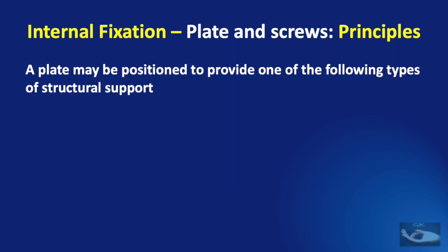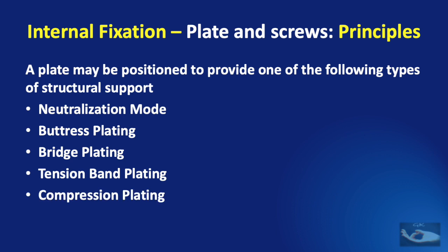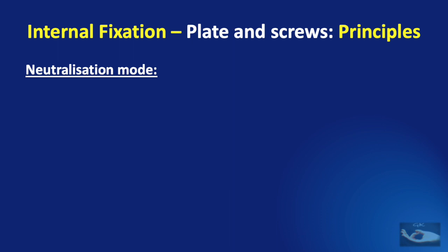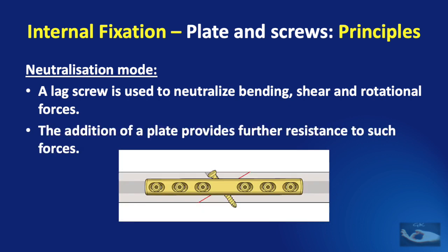A plate may be positioned to provide one of the following types of structural support: either neutralization mode, buttress plating, bridge plating, tension band plating, or compression plating. Let us see what these mean. When a plate is used in neutralization mode, it means a lag screw is used to neutralize the bending, shear, and rotational forces, and the addition of a plate provides further resistance to such forces.